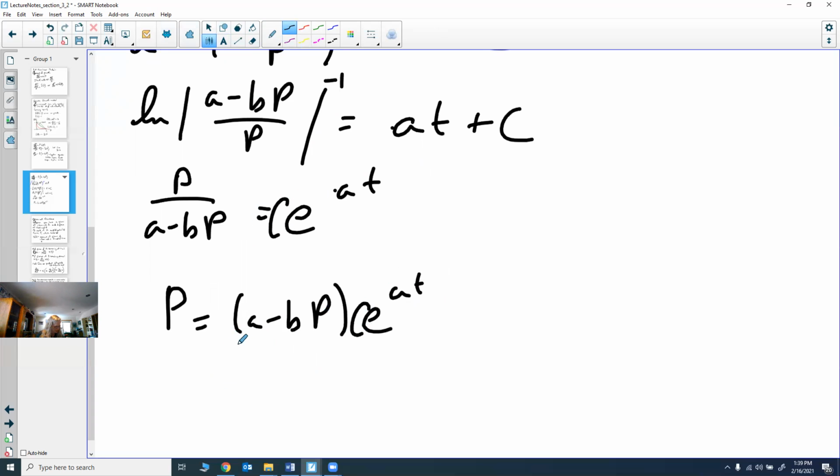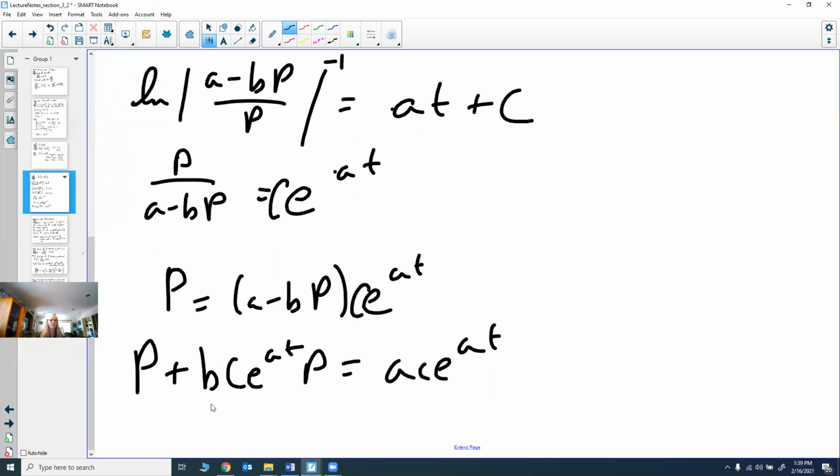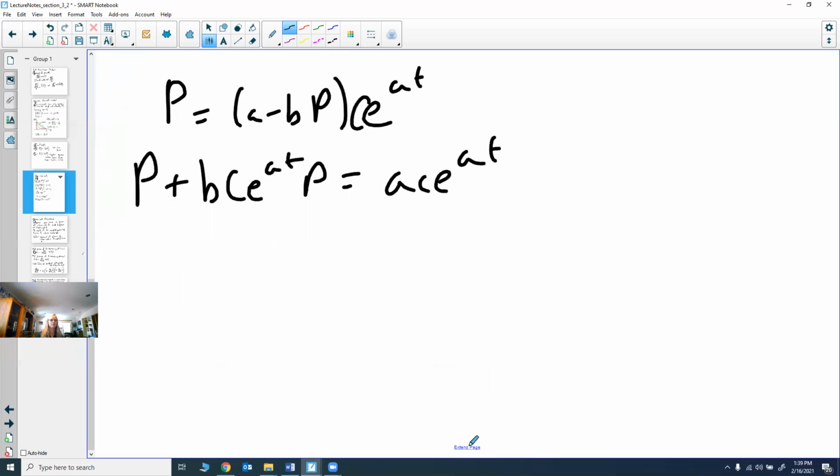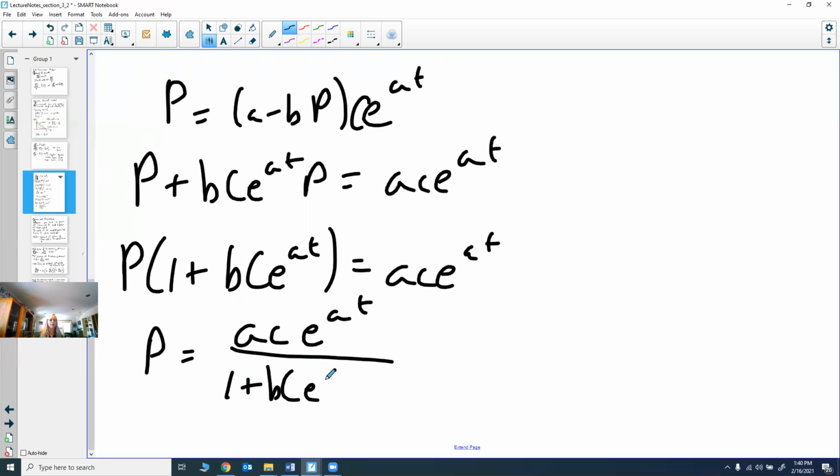All right, so then what we have is, we would then, let's see, P plus BCe^(at) times P is equal to ACe^(at). Multiplying that through and taking it over to this side, take your P out. And then P is going to be A times Ce^(at) over top of 1 plus BCe^(at). And so there's your answer.